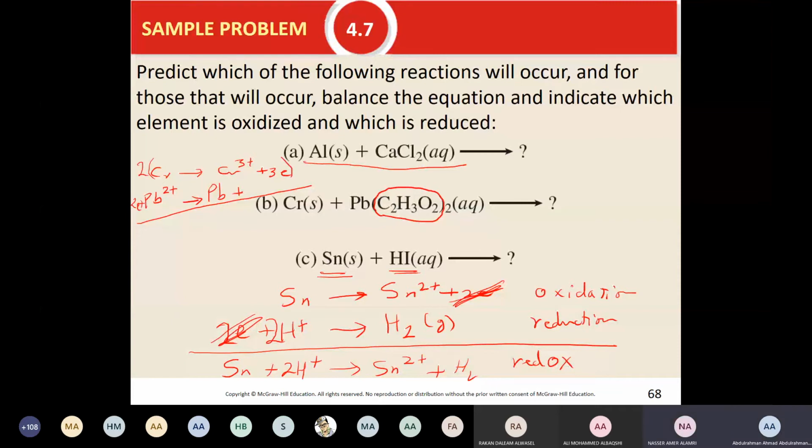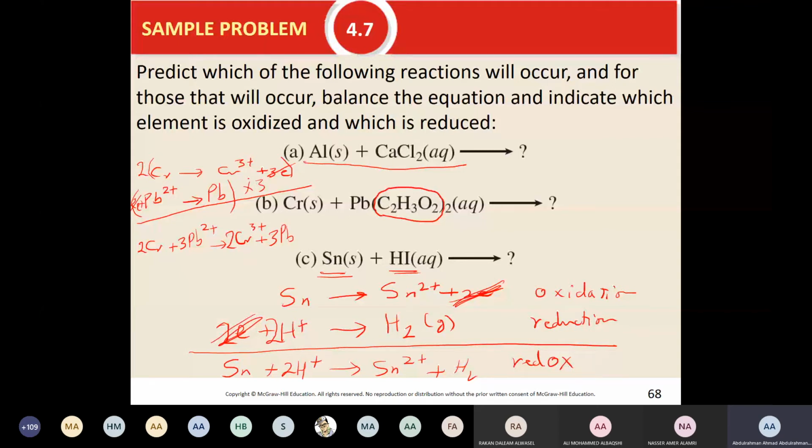Now, if I want to add them together, what should I do first? Make sure both have the same number of electrons. This means what should I do? Multiply the first equation by 2 and the second by 3. Exactly. I multiply this by 3. This means 2 times 3 electrons is 6 electrons, and 2 times 3 electrons is 6 electrons, so the electrons are gone. So the net result will be 2Cr plus 3Pb2+ goes to 2Cr3+ plus 3Pb, and now it's balanced.